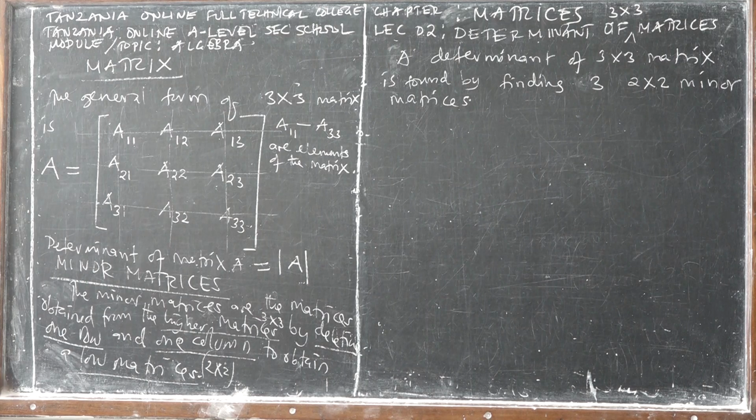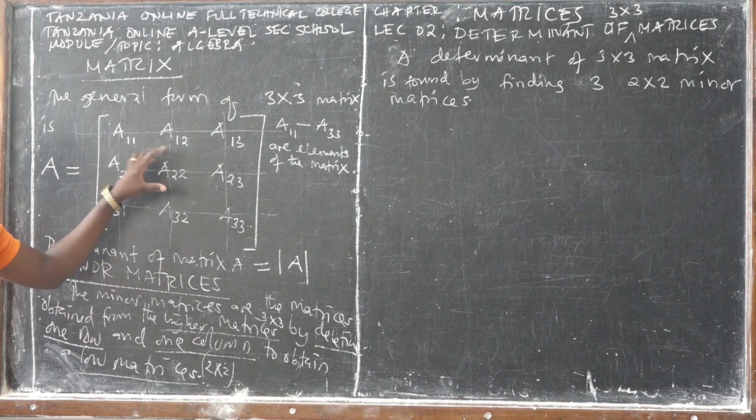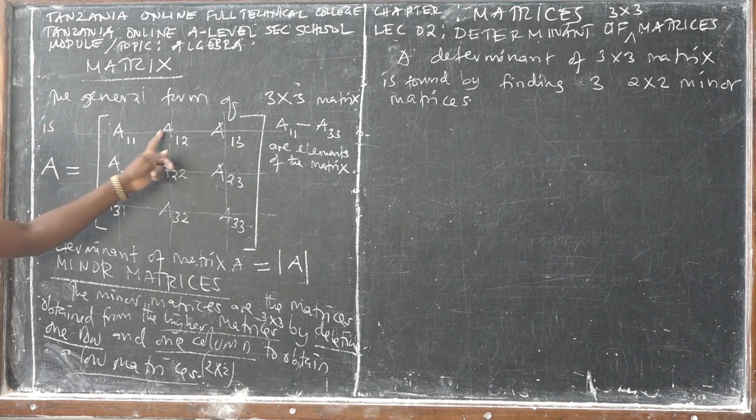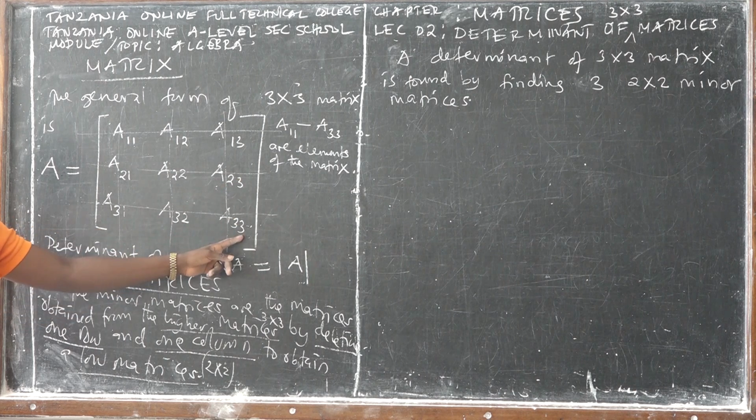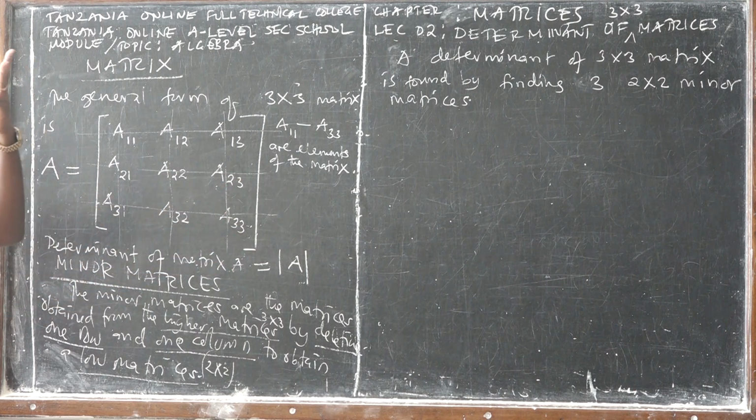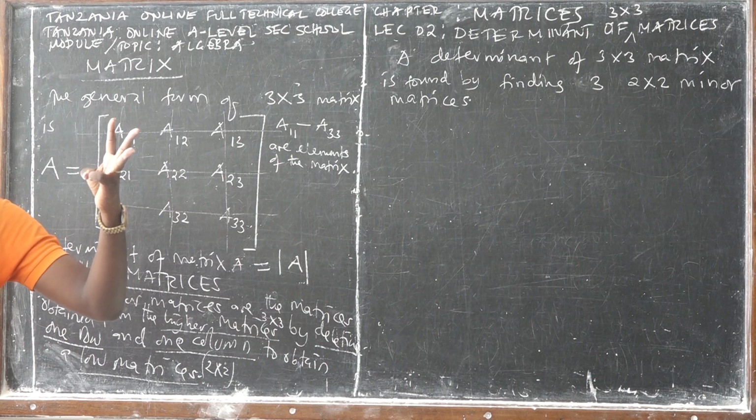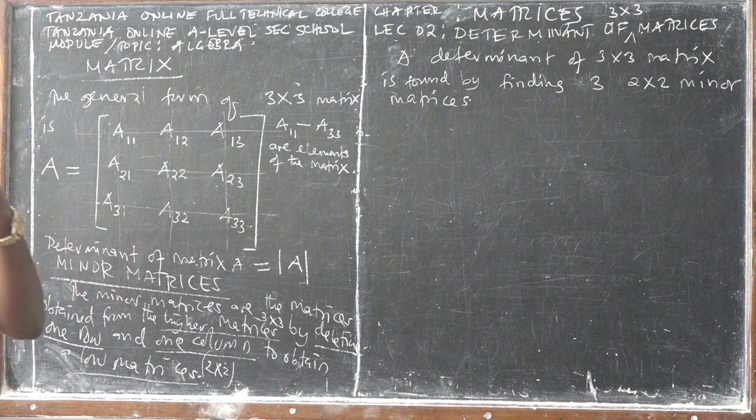Stop writing. This is the 3 by 3 matrix, right? Yes. To find the determinant, we have to use these 9 elements, 1, 2, 3, 4, 5, 6, 7, 8, 9, to find three 2 by 2 matrices. Right? Yes. And I will show you how we do so.